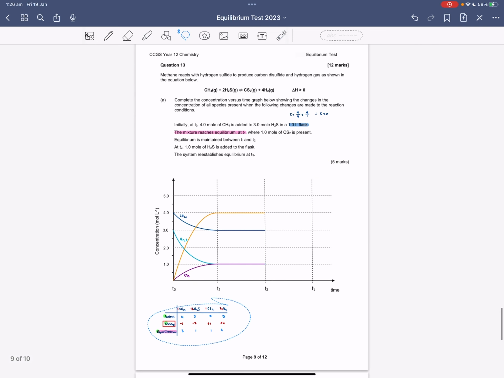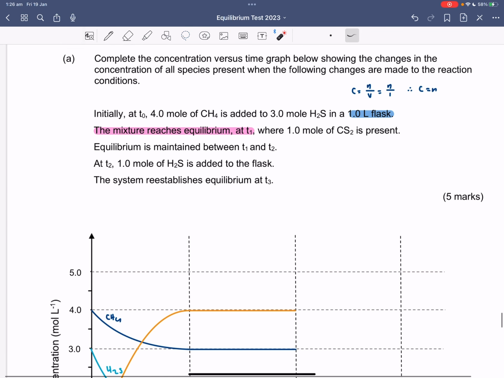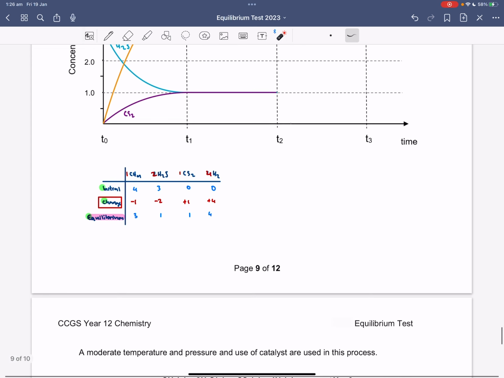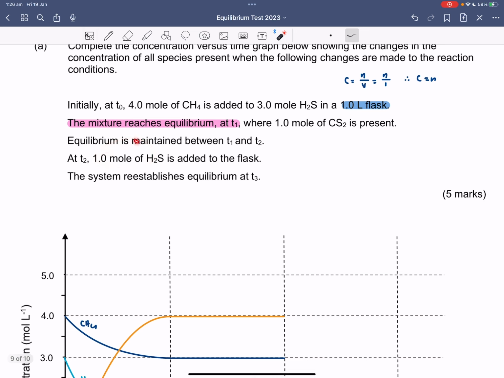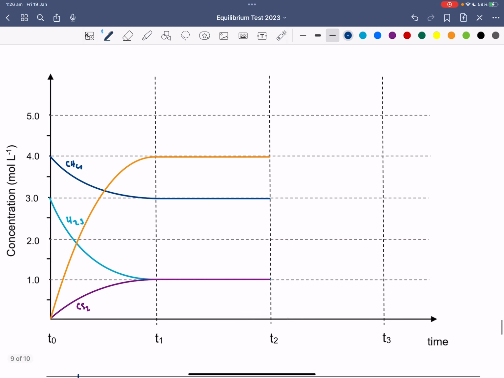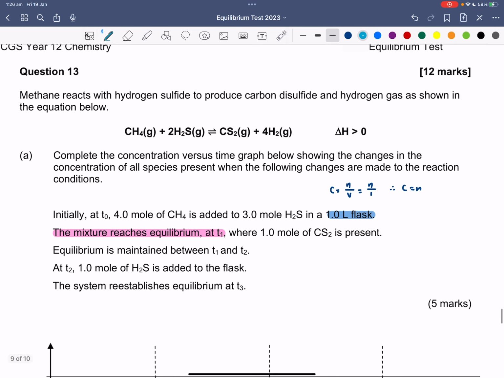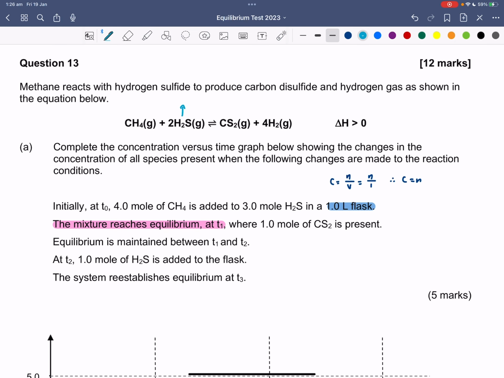Now, I'm pretty sure I'm going to need a second ice table because they do something else. Equilibrium is maintained until T2, and now at T2, 1 mole of H2S is added. I don't think we'll need an ice table because all they tell me is 1 mole of H2S is added. I'll get away with just doing this. So 1 mole of H2S means that we're going to go from 1 mole per liter to 2 moles per liter. If we increase the amount of H2S, that's going to cause us to favor which reaction? If the H2S goes up, we're going to favor the forward reaction to re-establish equilibrium.